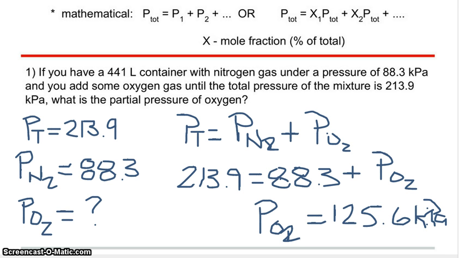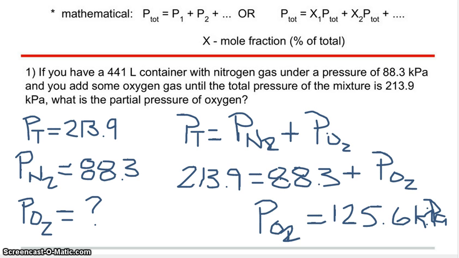So when you see problems like this where they're just giving you pressures and a bunch of gases, they're relatively easy as long as you can figure out which one is which in terms of looking for the total pressure and each individual substance that's involved.